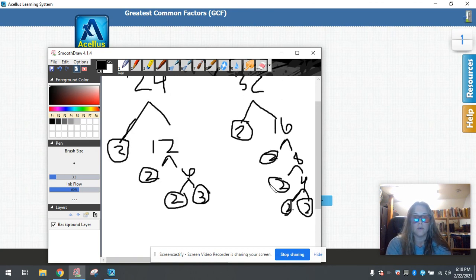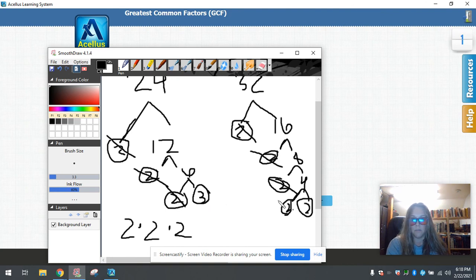All right, I look for my matches. I've got a matching pair of 2s. Oh, I changed my color. Wild. 2. And another matching pair of 2s. Another 2. Another matching pair of 2s. 2. And the 3 doesn't match, and there isn't another pair of another 2 in this tree. So I've got the prime factors that match in both trees, and I multiply them together. 2 times 2 is 4 times 2 is 8. 8 is the greatest common factor between 24 and 32.